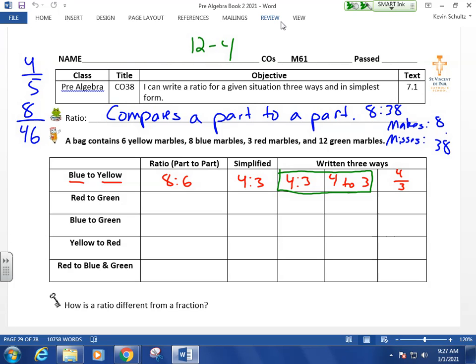Okay. How about red to green? The ratio of red marbles to green ones. What's the part of the bag that is red? What's the part of the bag that is green?